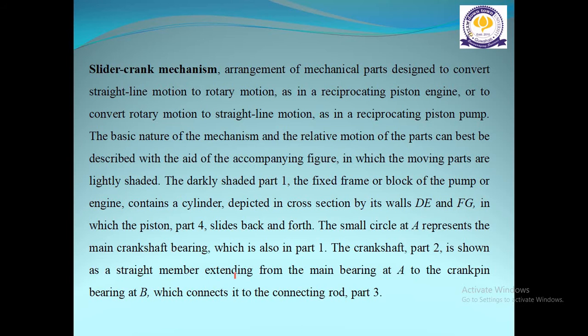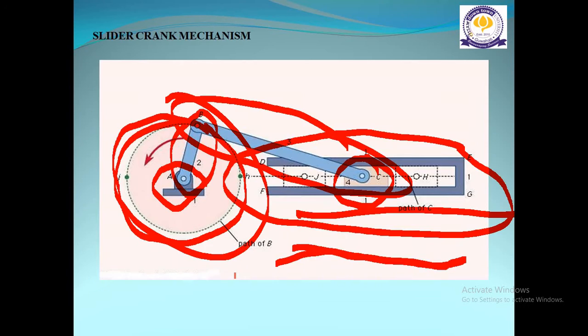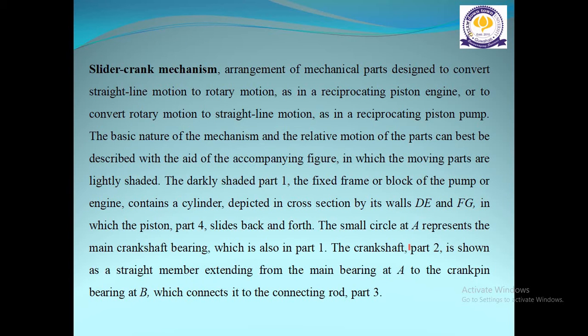The darkly shaded part 1, the fixed frame or block of the pump or engine, contains a cylinder depicted in cross section by its walls DE and FG. Here you can see DE and FG, in which the piston part 4 slides back and forth. The small circle at A represents the main crankshaft bearing, which is also in part 1.